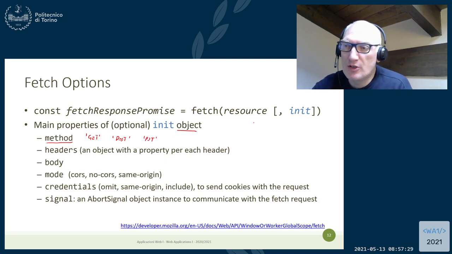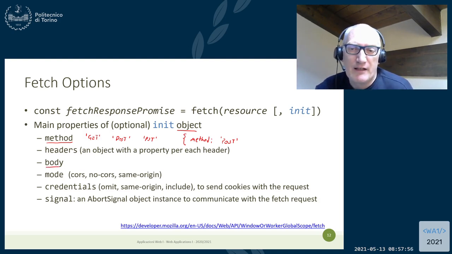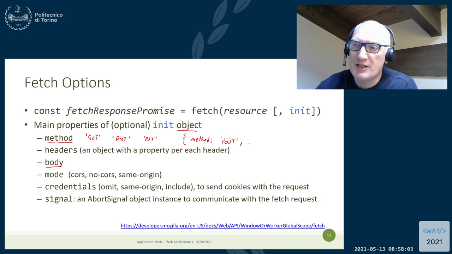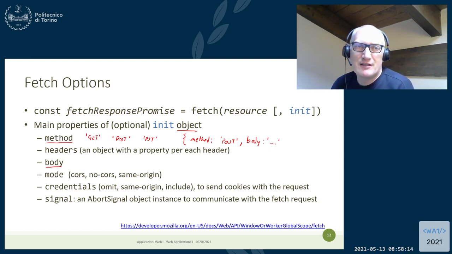So with the method property of this object, we can customize the type of request. For example, as a second parameter, we create an object with method is POST. And in this case, we are creating a POST request instead of a GET one. And the POST request should have a body, most likely, because we are posting something. So in this object, we need to set a second property, which is the body. That would be some text, probably the JSON stringified version of some object that we want to pass, and so on.